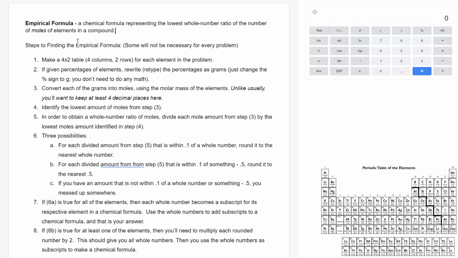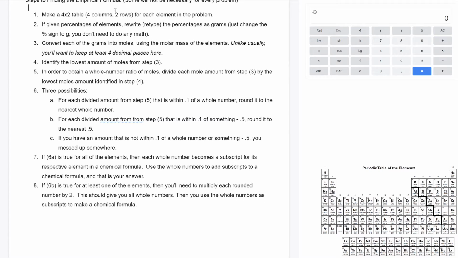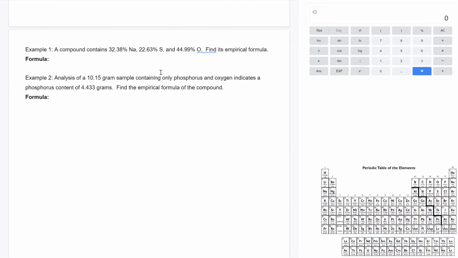The fact that it's moles is going to be a key factor when we're doing the conversion part of the problem, and we'll see how we get a lowest whole number ratio as part of this process. Okay, so first thing we're going to do is make a 4x2, 4 columns, 2 row table, one for each element in the problem.